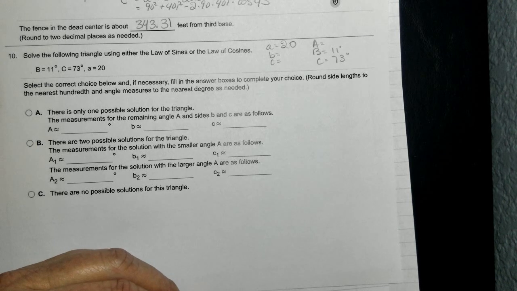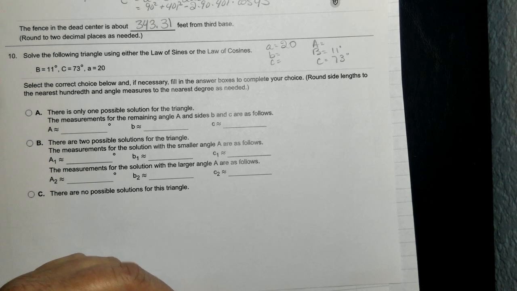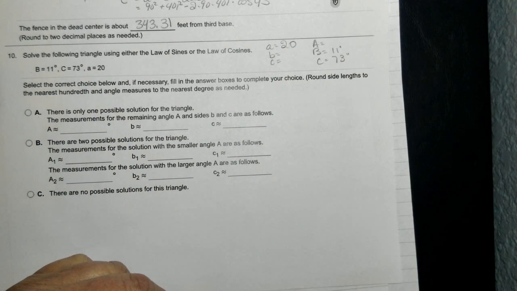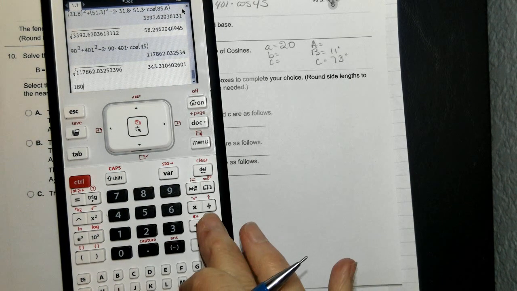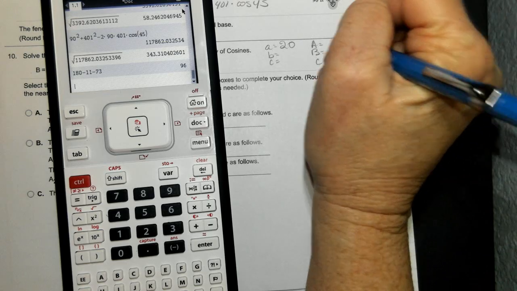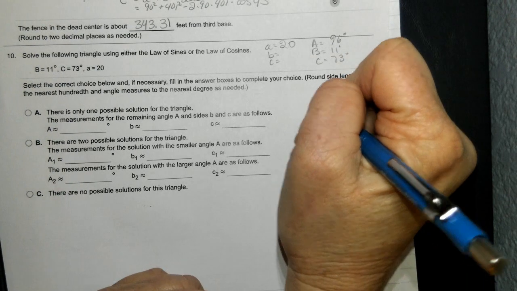So the first thing I can do is the easy thing. Let's find out what angle A is. And A is just the difference from 180, subtracting those two. So 180 minus 11 minus 73. So A is 96 degrees. So we did the easy one. Having done that, I can use the law of sines, which is slightly easier.